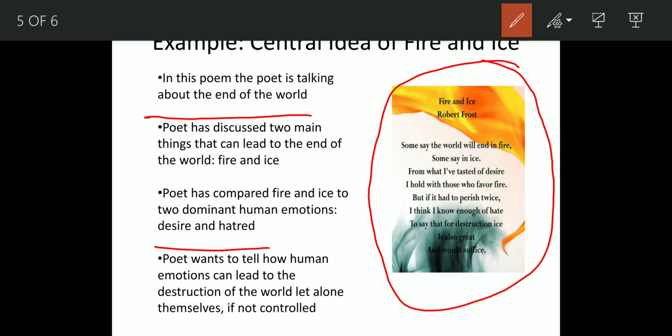Okay, the poet wants to tell how human emotions can lead to the destruction of the world, let alone themselves, if not controlled. So now the poet has told that if these emotions go unchecked, if we do not have control over these emotions, what can they lead to? They can lead to the destruction of the world. Imagine someone becomes too angry, he can go on killing people and then wars start. You've seen it, right? You have read it in your history books how many people were killed due to anger and everything. So it can lead to the destruction of the world.